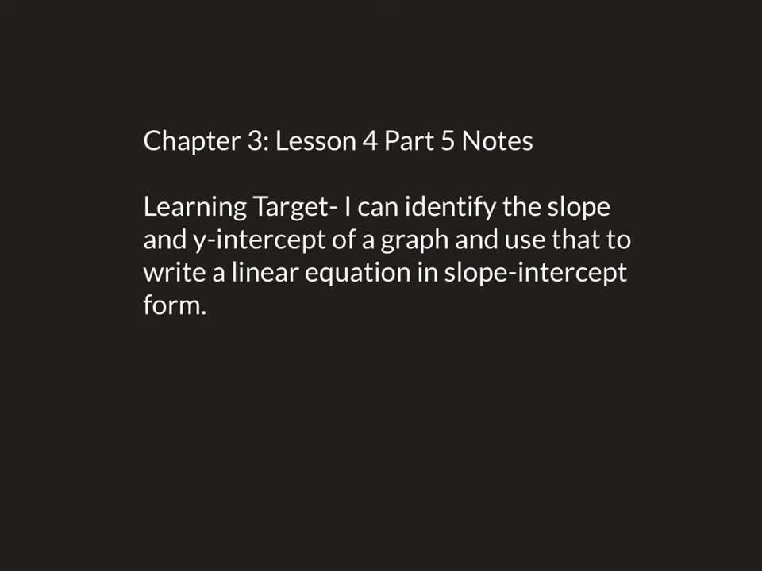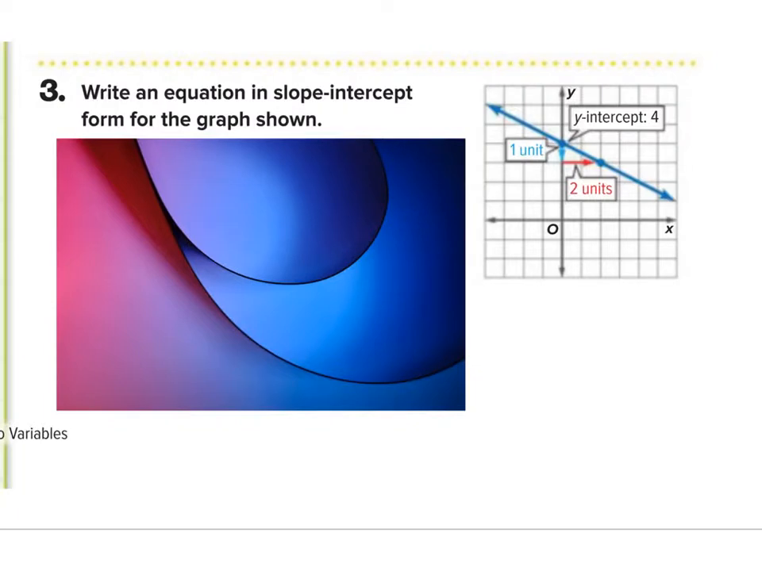This is the notes video for Chapter 3, Lesson 4, Part 5. Today, we're making equations from a graph. So our learning target is I can identify the slope and y-intercept of a graph and use that to write a linear equation in slope-intercept form. Example 3 in your book on page 200 says, write an equation in slope-intercept form for the graph shown.